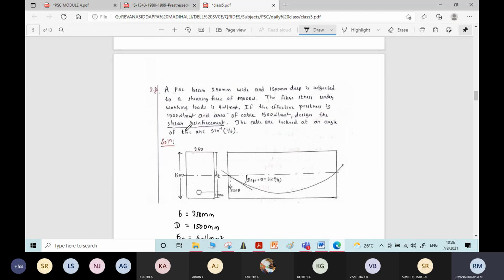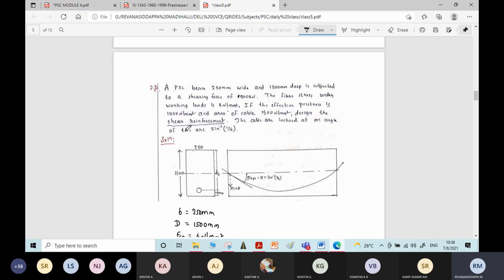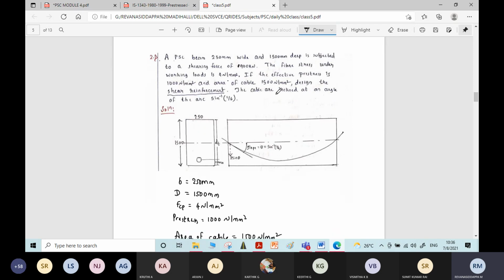Then what else is given? Design the shear reinforcement, and it is said that the cables are inclined at an angle of sine inverse of 1/6. Inclination of the cable given, the slope of the cable at the support, is sine inverse of 1/6. Write the vertical component of the pre-stressing force as well, that is required for the calculations. I will tell you.